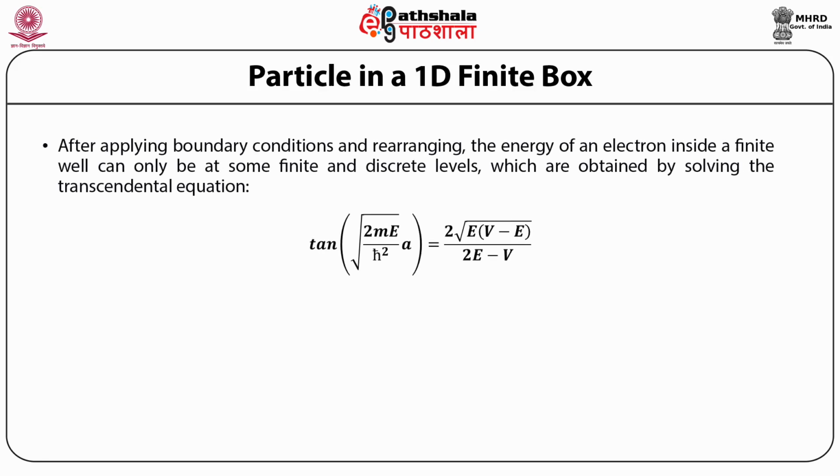So now if we apply the boundary conditions at the interface and rearrange, the energy of an electron inside a finite well can only be at some finite and discrete levels, which are obtained by solving the transcendental equation, that is tan of root of 2mE by h cut square, the whole multiplied by a, equal to 2 multiplied by root of E (V minus E) divided by (2E minus V).